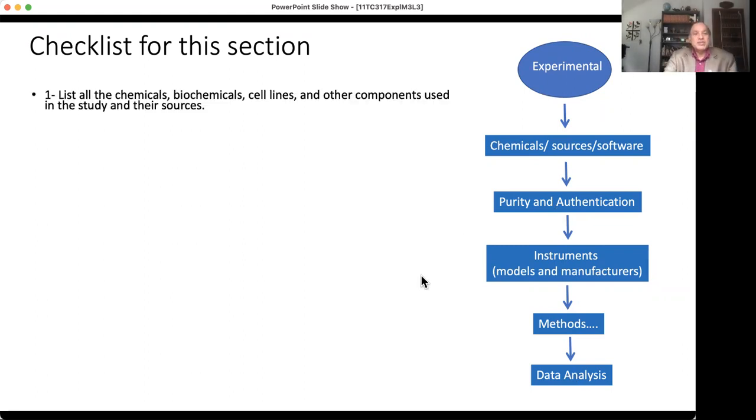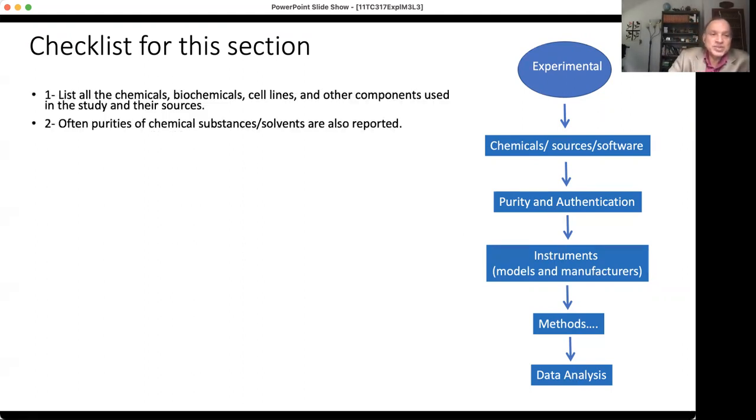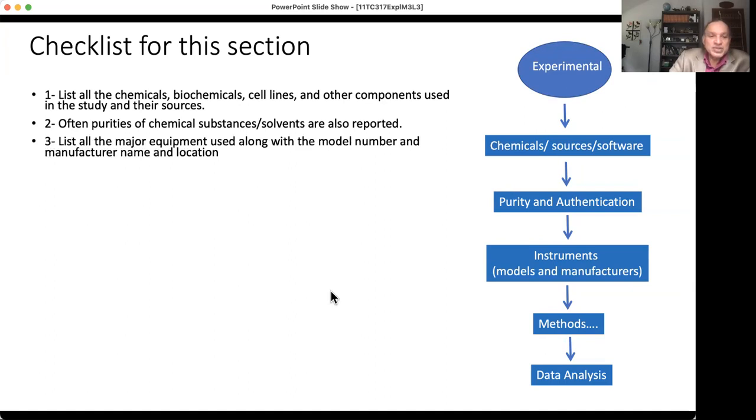So list all chemicals, biochemicals, cell lines, and the components used. Often purities of chemicals are also reported. If you don't report, then it's very difficult to figure out whether you should use 99.99% or 99% or 98% or 90%, what purity you want for doing the experiment to get the result you desire. Some need to be very high purity, others don't have to be.